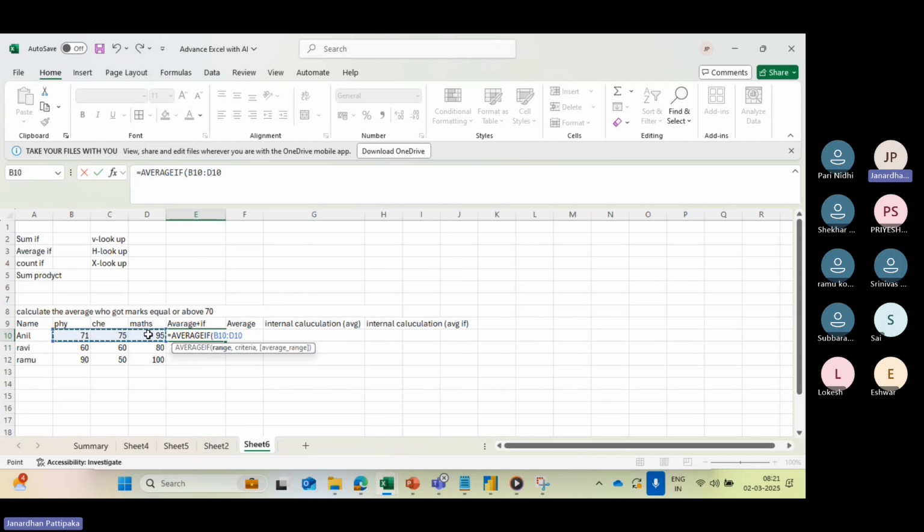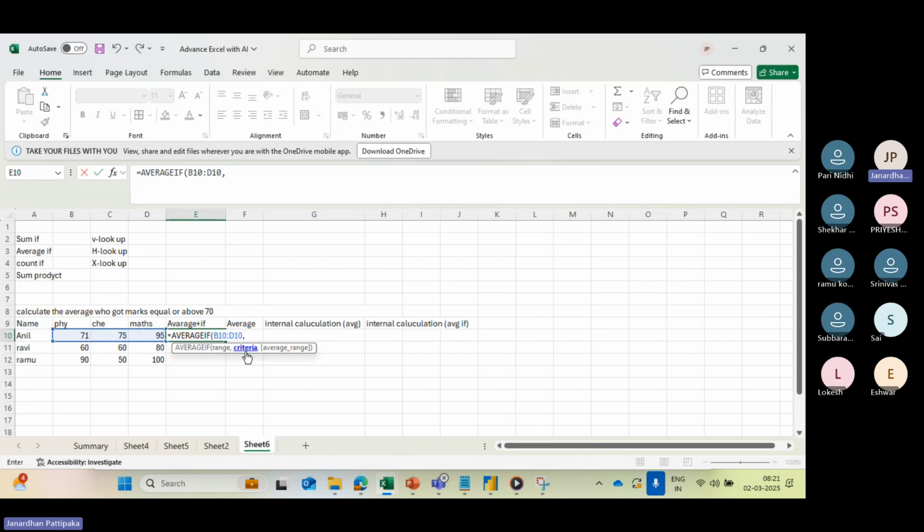You need to mention the range criteria. Okay, that means range. First, you need to mention the range I want to calculate. After range, it is average if it is asking the range. Range means for these three, I want to calculate the range. So you have mentioned the range. After the range, it is asking to give a comma, right? And it is asking criteria.